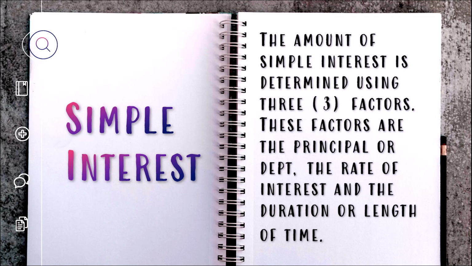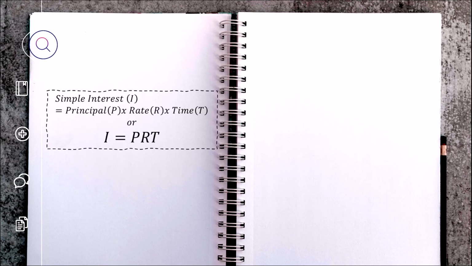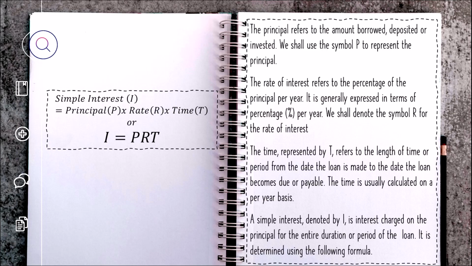Ayun po. Okay, the formula for simple interest is simple interest, denoted by I, is equal to the principal P times rate R times time T. And this is the formula for simple interest. I is equal to PRT.